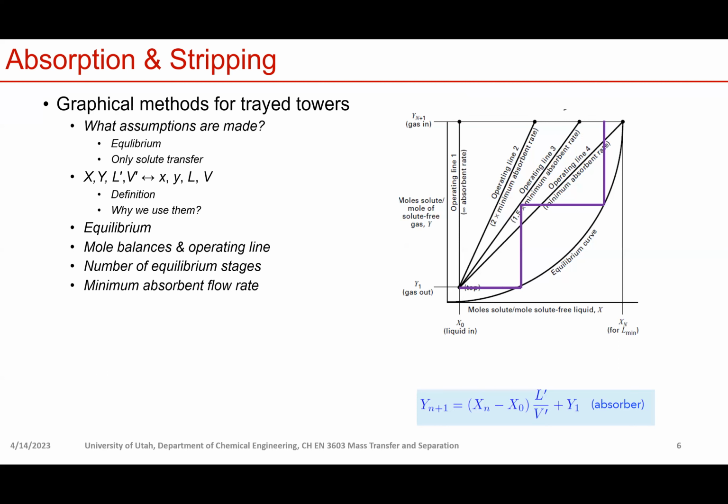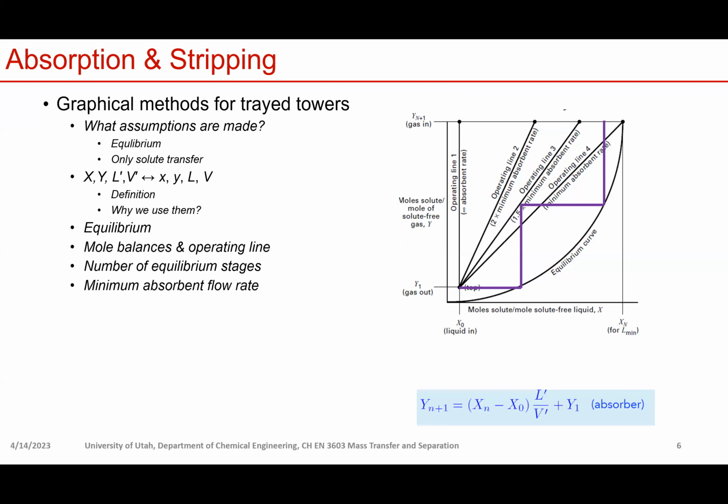Then what does the horizontal coordinate of this point mean? The horizontal line? Yeah, so if you draw an operating line, it's going to cross y_{n+1}. Right, y_{n+1} is the desired separation. Yes, and then you have this point. What does the x coordinate of that point mean? That's the corresponding liquid out, right? Yes.